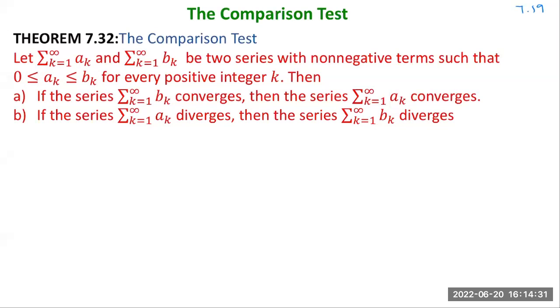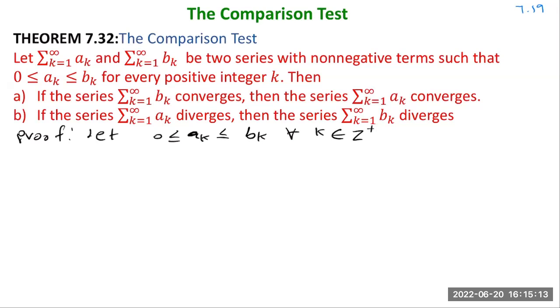Let's give a quick proof for this one. I'm going to prove only part A and I will leave part B as an exercise. Proof. First of all, what do we need to show? If we have this inequality, then we need to show that if series b_k converges, then the series a_k also converges. So let 0 ≤ a_k ≤ b_k for all k in Z+, where Z+ means positive integers.